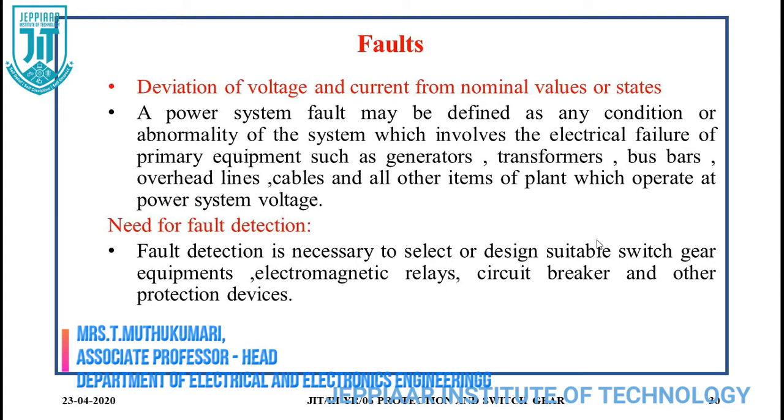What are the primary equipments we have in a power system? We have generators, transformers, bus bars, motors, cables, etc. These are called power system primary equipment. If any fault occurs in those equipments, then surely it will affect the power system.